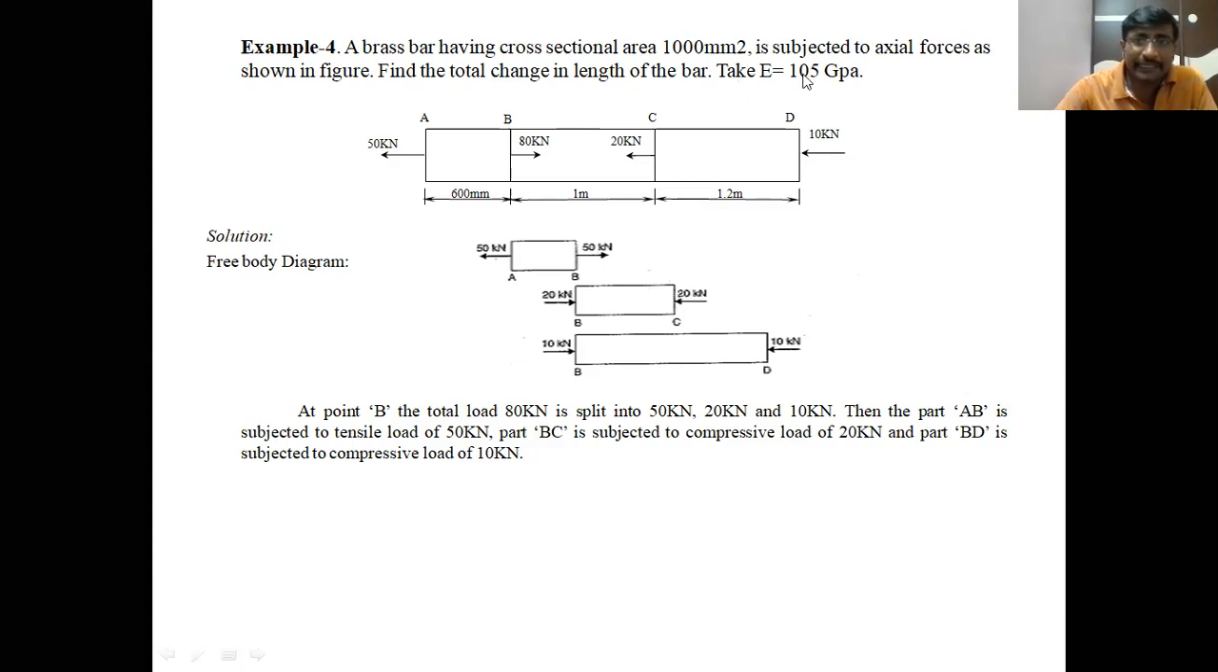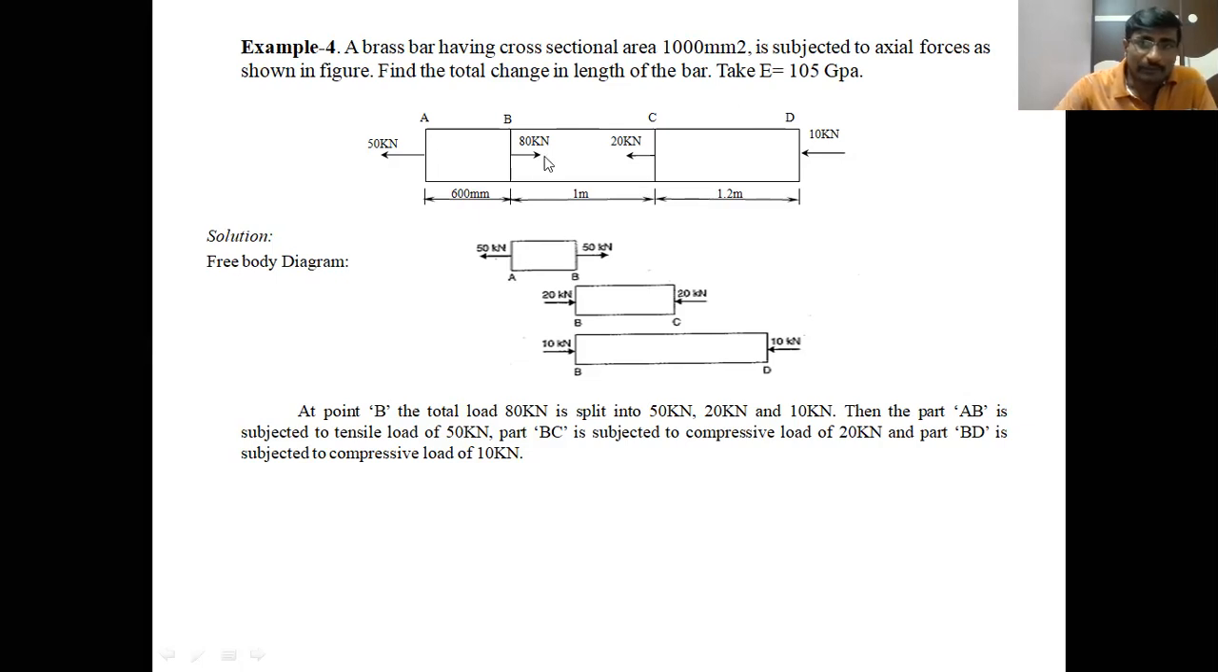So take E equal to 105 GPa. GPa means gigapascals. Giga means 10 to the power of 9. So E can be written as 105 into 10 to the power of 9 pascals, newtons per meter square. Otherwise, 105 into 10 cube megapascals, newtons per mm square.